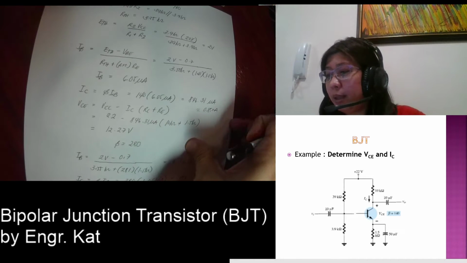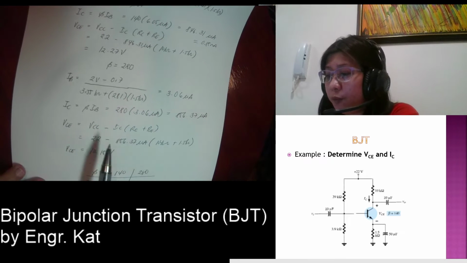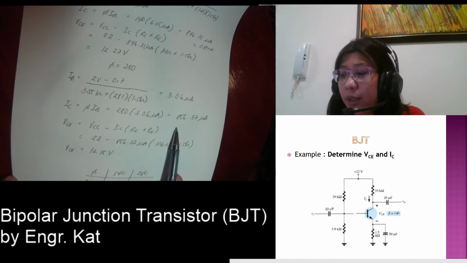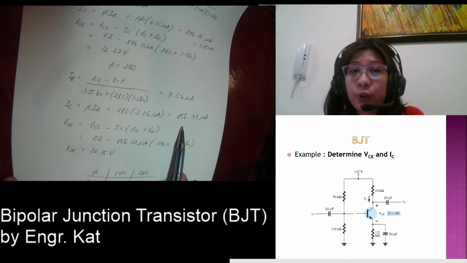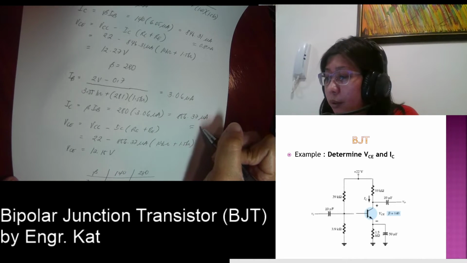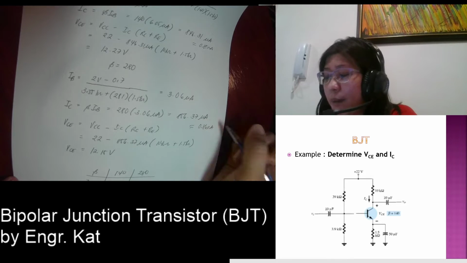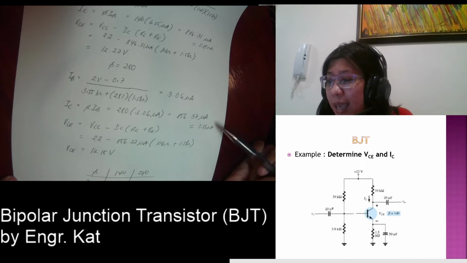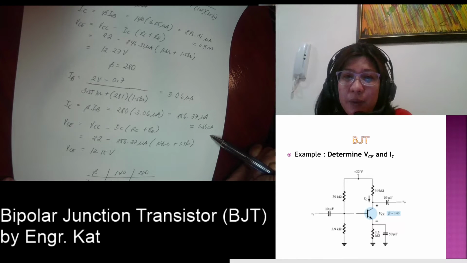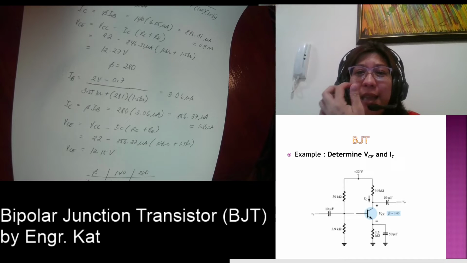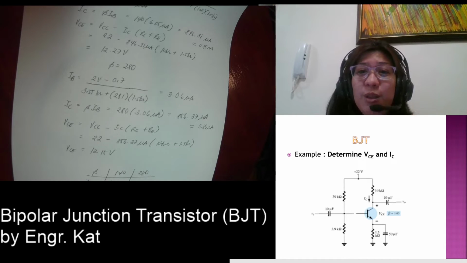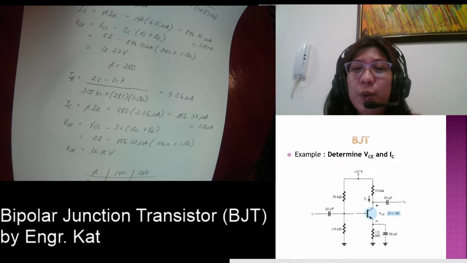So knowing your IB, we can solve for IC. Look at your IC now. Your new IC is equal to 856.33 microamperes, or this is about 0.86 milliamperes. Look at the difference, class. We have 0.85 milli and 0.86 milli. So the change is very, very small. So the difference is very, very small. So we can say that this is a more stable circuit.